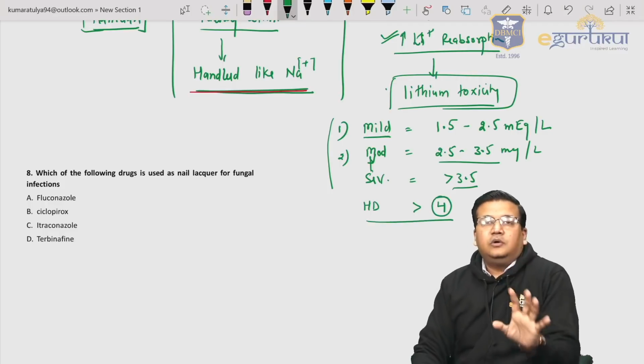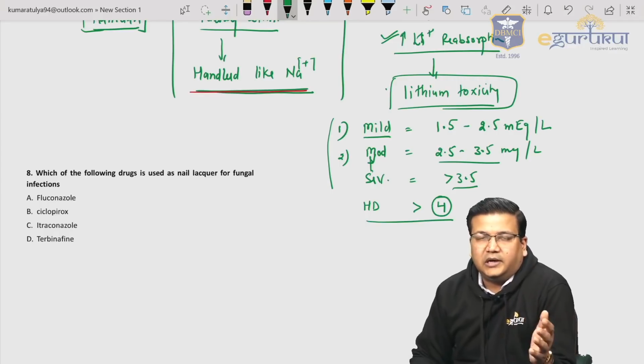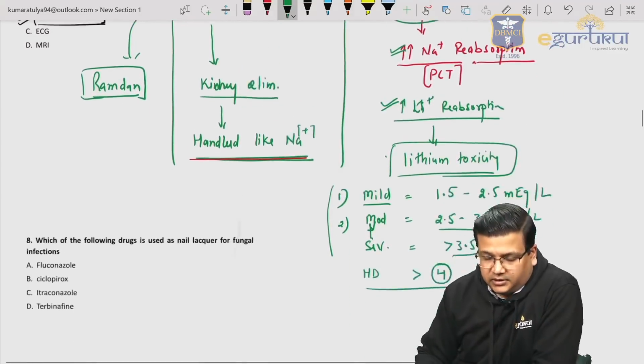So there is no specific antagonist or antidote to lithium toxicity. Hemodialysis or osmotic diuresis is what you can do. So symptomatic treatment is there. So we have to be aware of this possibility.